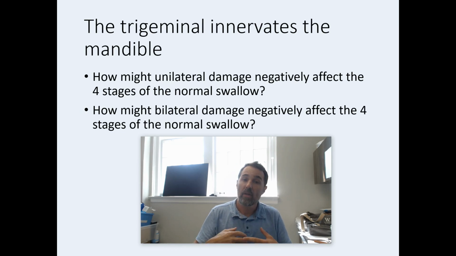All right, so thinking about the 4 stages of a normal swallow, oral prep. How are you using your mandible during your oral prep? You're using the mandible to chew. So your ability to chew is going to be reduced with unilateral damage to the trigeminal. You're probably going to be chewing on your strong side.